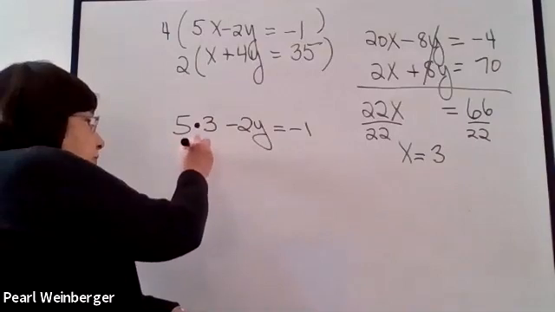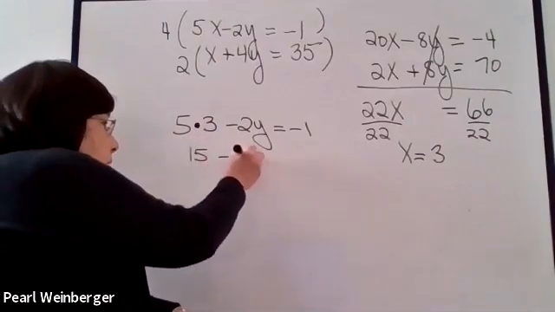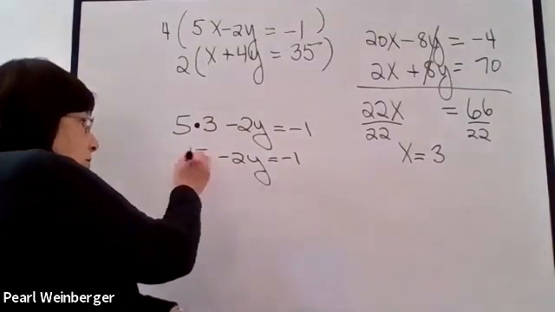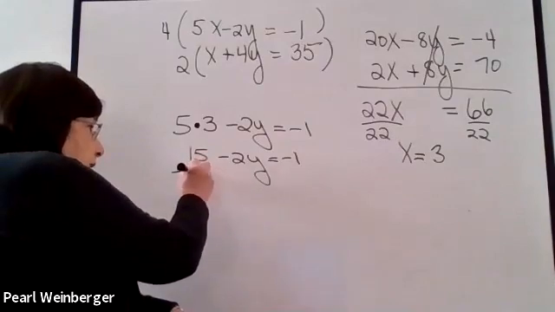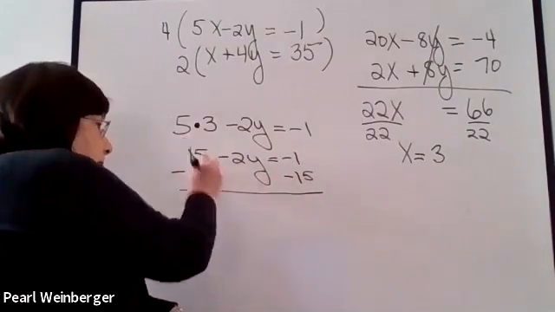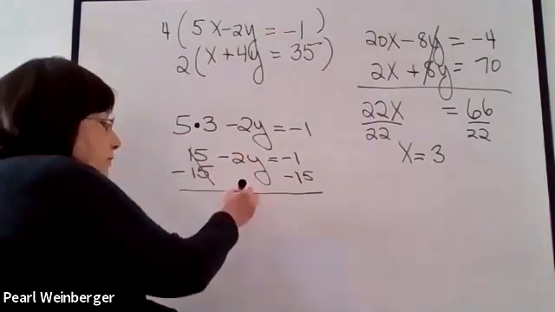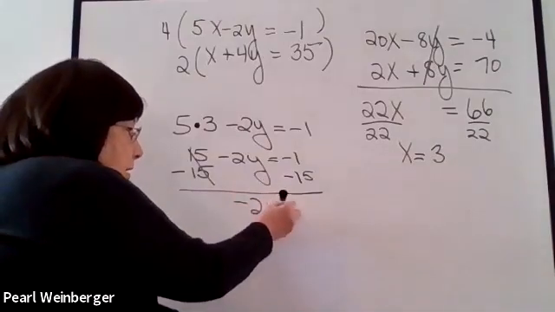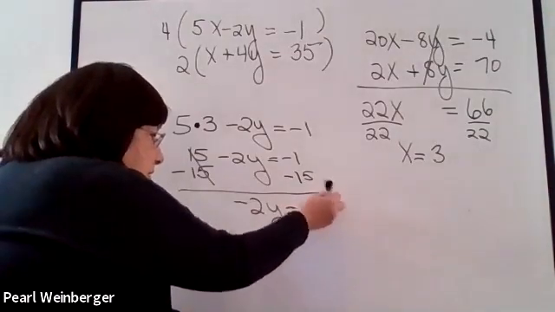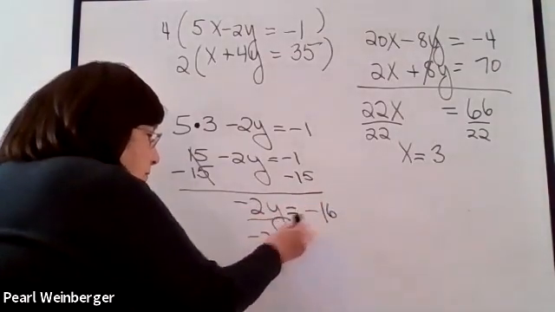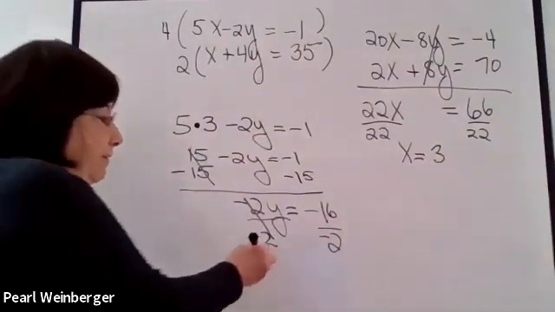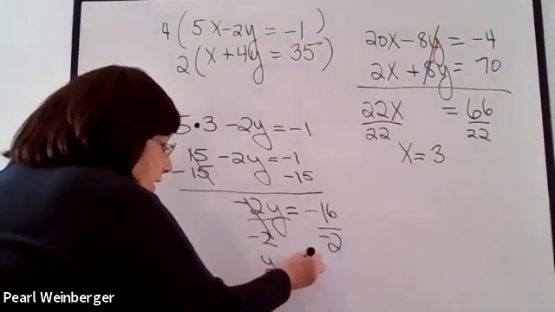5 times 3 gives me 15 minus 2y equals -1. I want to have the y's alone, so I'm going to get rid of this 15. I'm going to subtract 15 from both sides. That gets rid of my 15, so I'm left with -2y equals, well, -1 and -15 is -16. And I divide both sides by -2. And that gives me that y equals 8.